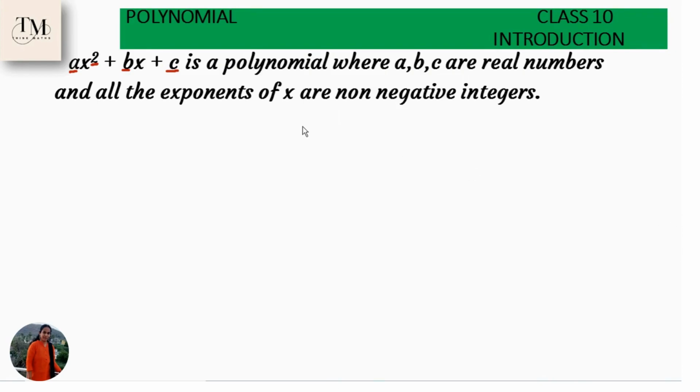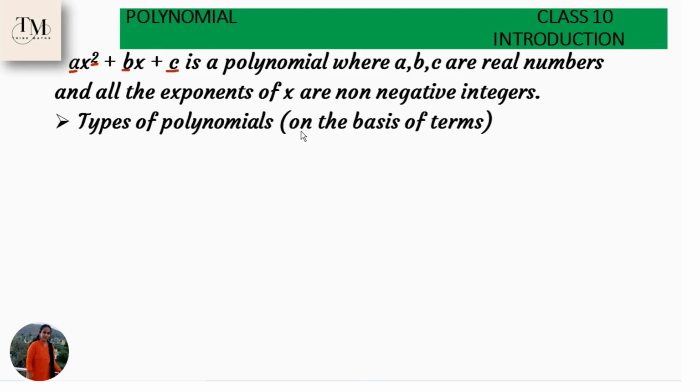So next we are going to categorize the types of polynomials on the basis of terms. That is, ax square is a term, bx is a term and c is a term. So we are going to categorize the polynomial on the basis of terms. If there is one term, then it is called a monomial. Mono means 1. So 2x, 2, 5x cube, minus 5y square, these are all examples for monomial.